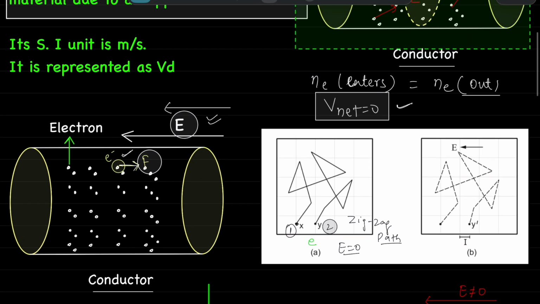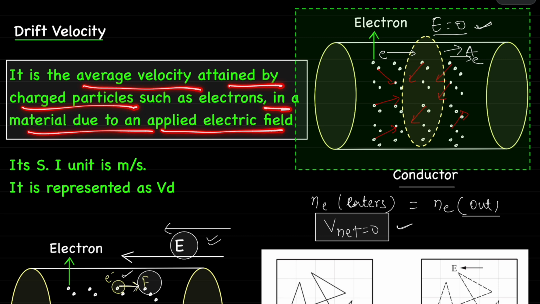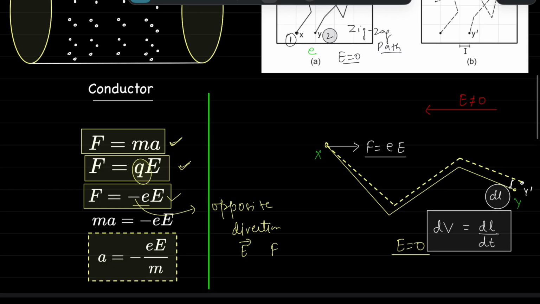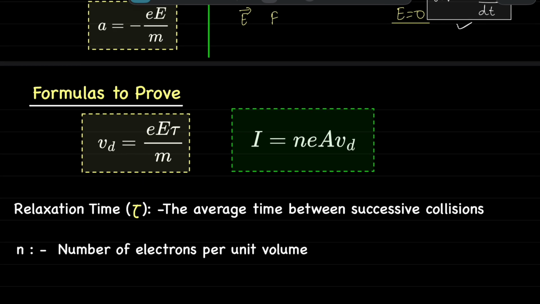So here the definition that is mentioned: it is the average velocity attained by the charged particles in a material due to the applied electric field. So here we consider only one electron, but if we have n number of electrons, the average of that velocity is our drift velocity. So based on this drift velocity, we are trying to derive two formulas.